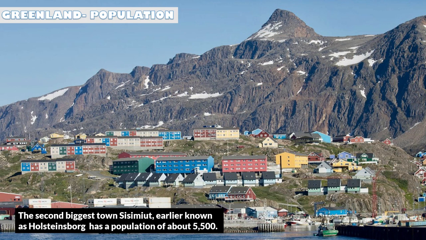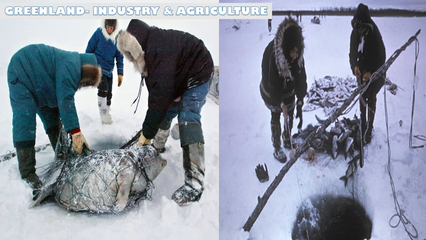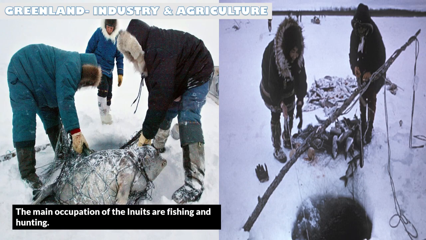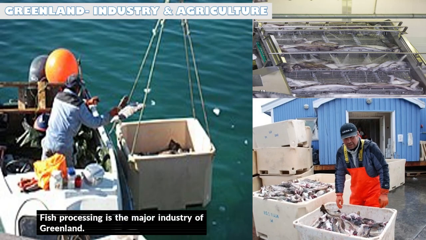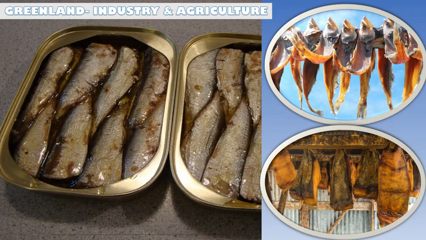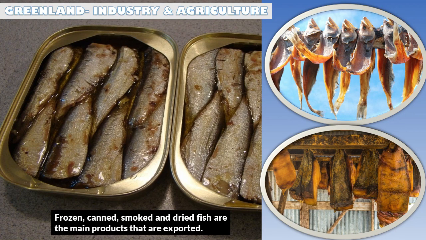Now let us know about the occupation of the Inuits. The main occupations of the Inuits are fishing and hunting. Fish processing is the main industry of Greenland. Here, frozen, canned, smoked, and dried fish are the main products that are exported. So the economy of Greenland gets boosted by the processing of fish, which is the major industry here in Greenland.